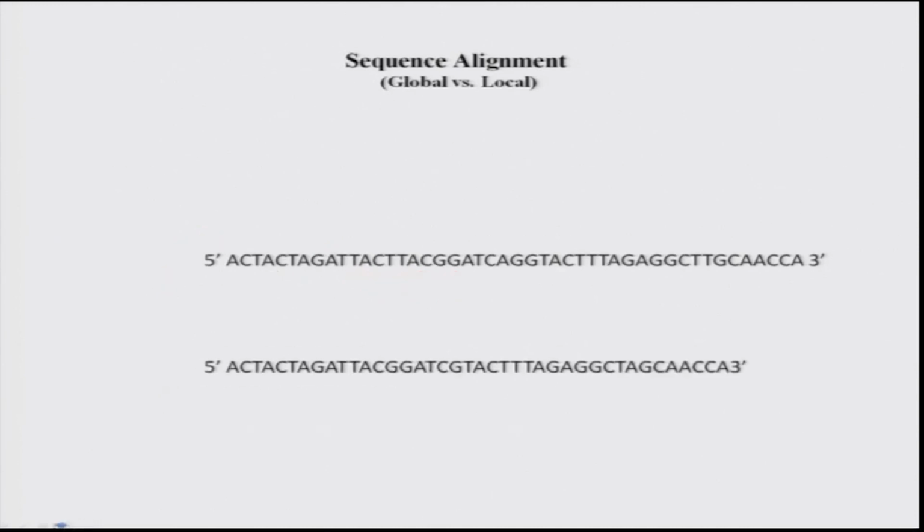Similarly, if you have to align two sequences which are almost of the same length, then it is best to align them globally. When there is a small stretch of sequence, it's best to align them locally, and if there are equal lengths of DNA sequences, then that can be aligned globally.